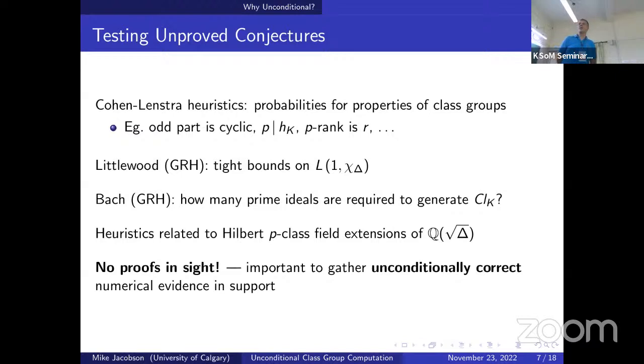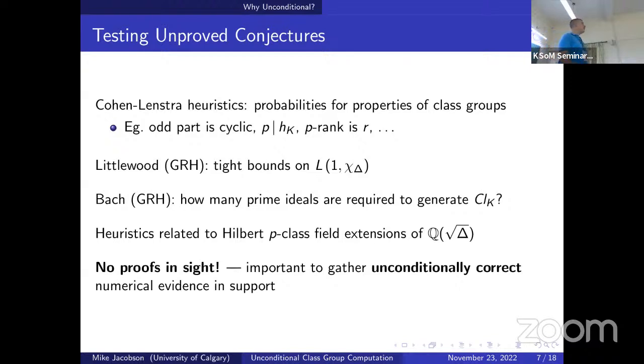Larry talked a little bit about various heuristics related to p-group extensions of the quadratic fields, and there are lots of cool things going on with that. And with all these sorts of things, no proofs are in sight. So you'd really like to get numerical evidence to support them, and it'd be even better if the results were unconditional.